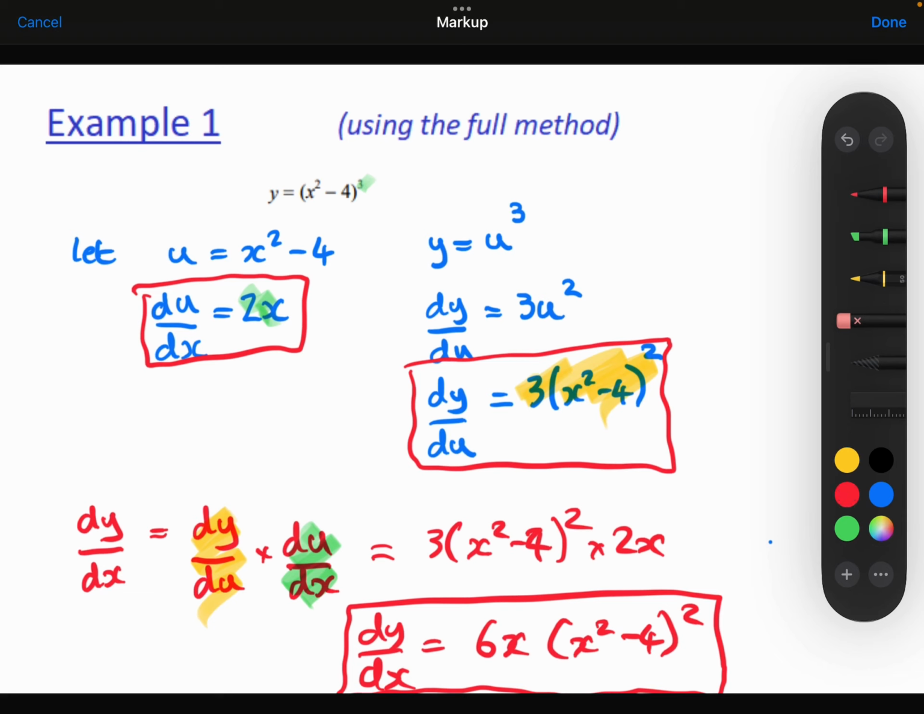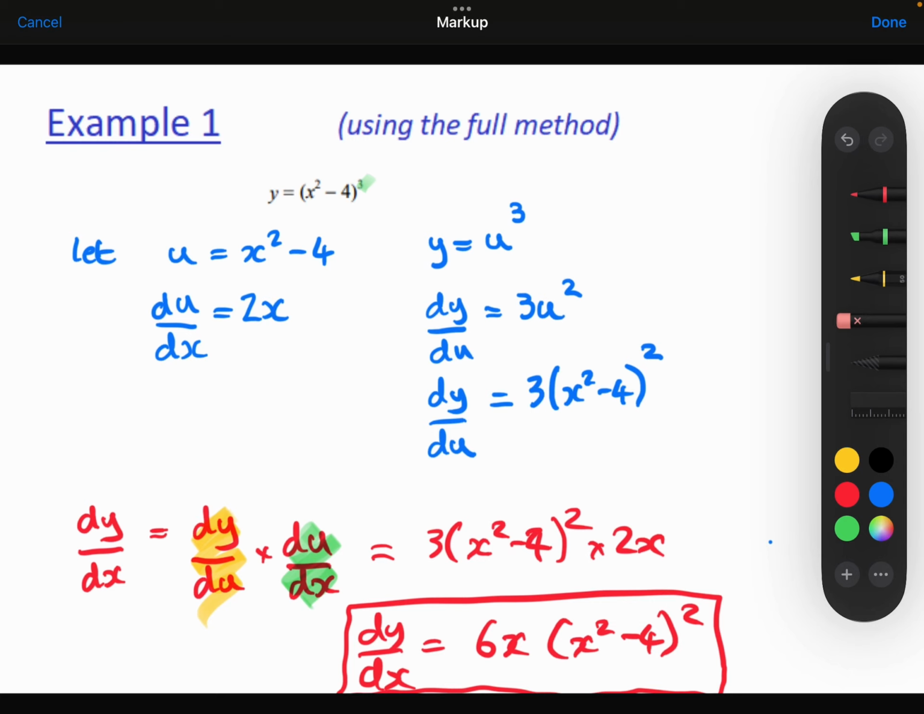However, there is a shortcut that we can use, and it is important that you get used to using the shortcuts, because the chain rule is just one rule that you're going to learn over the next few lessons. And you're going to need to use the chain rule as part of other rules. And if you're using this full long method, it could become really quite confusing. So, the shortcut.